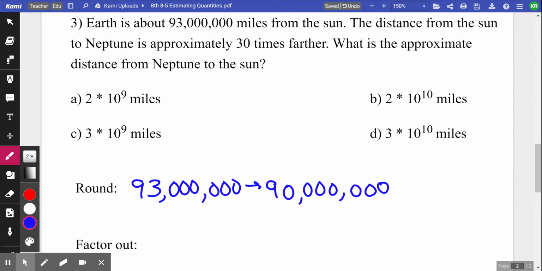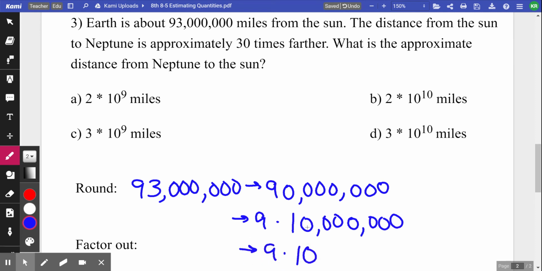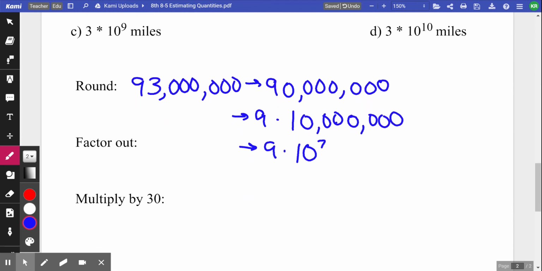All right, and then we're going to write that as the value of that, which would be 9 times 10 million. And then that's going to be 9 times 10 to the 1, 2, 3, 4, 5, 6, 7, so 9 times 10 to the 7th power. Okay, which is this idea of factoring that 9 out, right? And then we're going to take that and multiply by 30. So we're doing 9 times 10 to the 7th, and we're going to multiply it by 30.